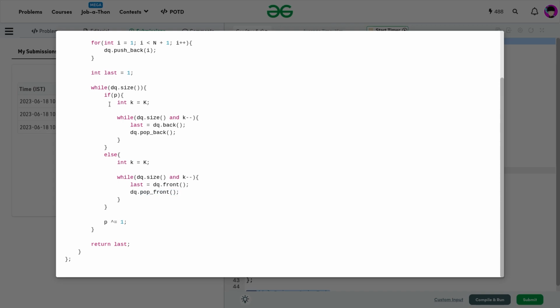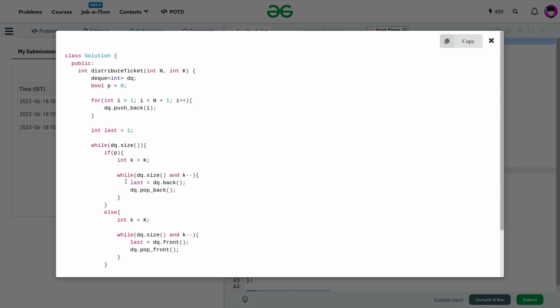And at the end, in either of the cases in this if else, after I come out from this, I just change the value of my p variable. So if p is 0, p XOR 1 will be 1. If p is 1, p XOR 1 will be 0, right? So at the end, I can just return my last variable. So last is the last updated value, right? This is the first approach.